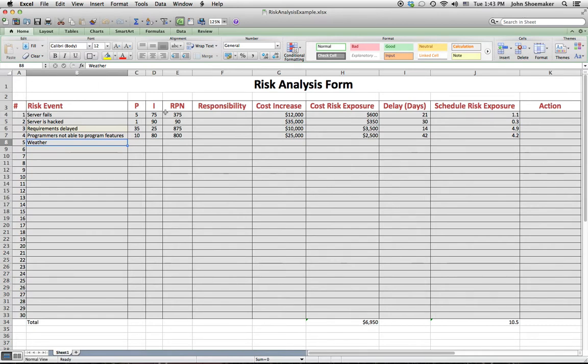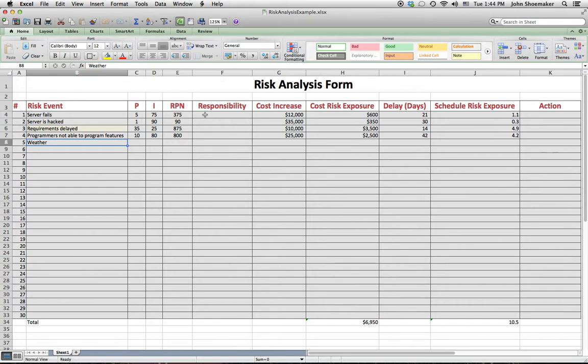I haven't entered anything into the responsibility, but most of these events are going to affect one or more work packages. And so I think it's a good idea to put the name of the person who's responsible for that particular work package. Now, server fails might affect actually more than 1 or 2 work packages, but to the extent that it's localized, put in the name.